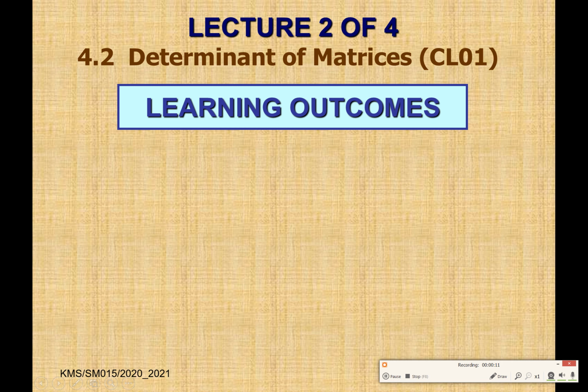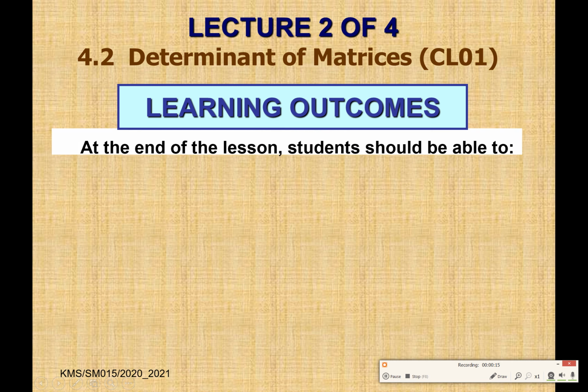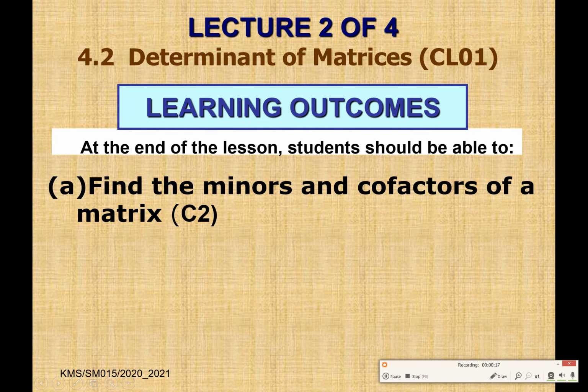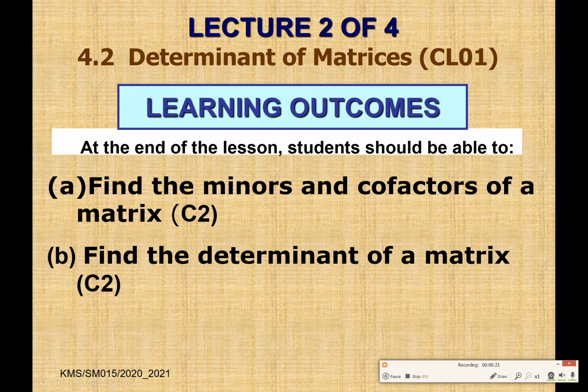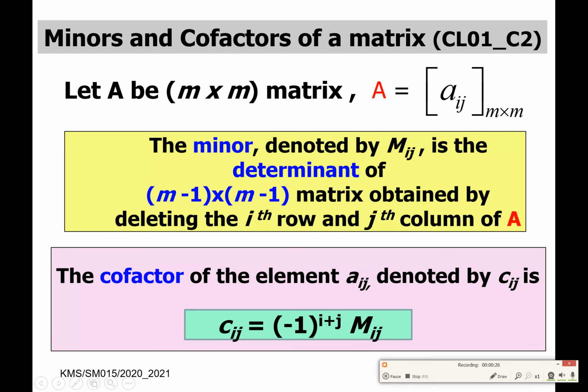So, the learning outcome for this lecture is that by the end of the lesson, students should be able to find the minors and cofactors of a matrix. Second, find the determinant of a matrix. Okay, what are minors and cofactors of a matrix?